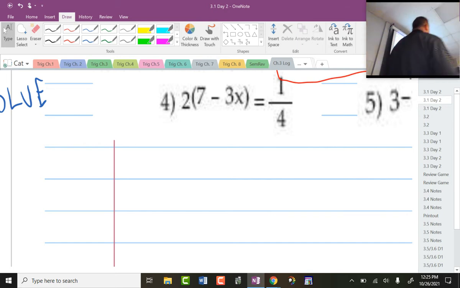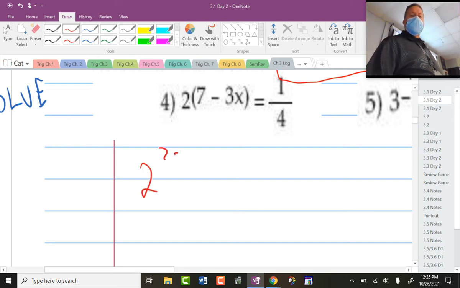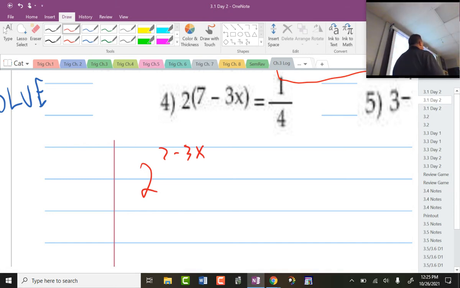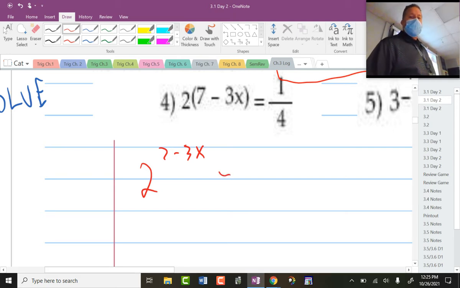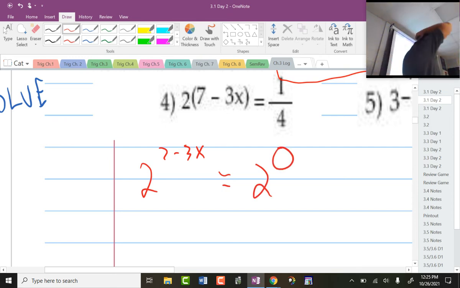Again, the book is terrible. This does mean 2 raised to the 7 minus 3x. Book's not terrible, but their notational stuff should be better here when they type it. And then I'm just going to tell you how you do this, Jennifer. You got to change 1/4 to 2 to a power. What is that power? 2 to a power equals 1/4.